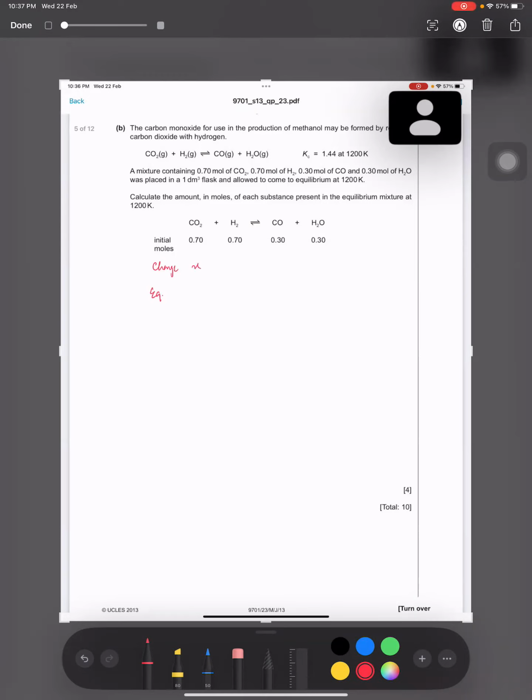कि भाई X consume होंगे, so whatever the consumption of carbon dioxide, definitely the consumption of hydrogen will be the same, and the number of moles of carbon monoxide and water formed is also the same, right? So they all are the same. So at equilibrium, we need to subtract: 0.7 minus X, 0.7 minus X, and it should be added: 0.3 plus X, 0.3 plus X.